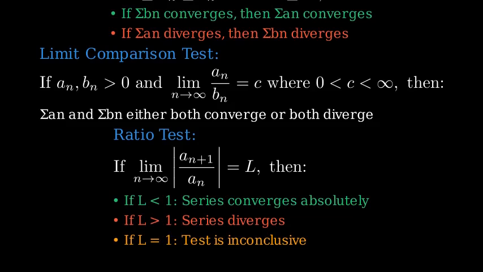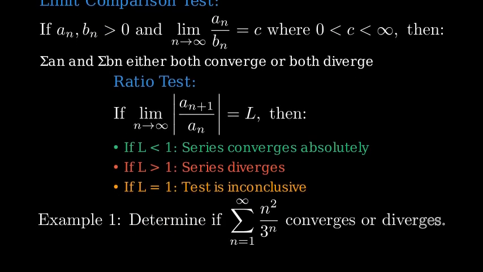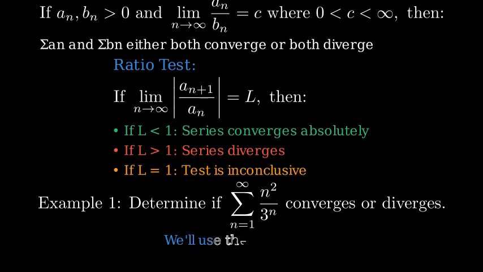Let's work through some examples to practice applying these tests. Example 1. Determine whether the series sum of n squared over 3 to the power n from n equals 1 to infinity converges or diverges. We'll use the ratio test since we have an exponential term.